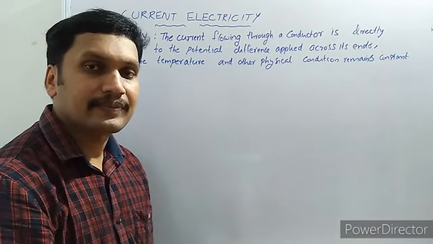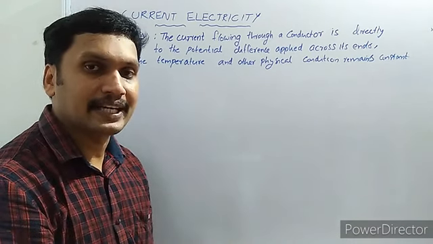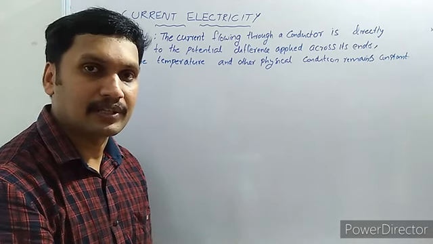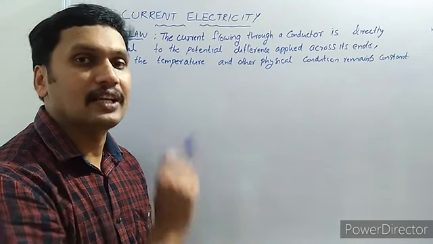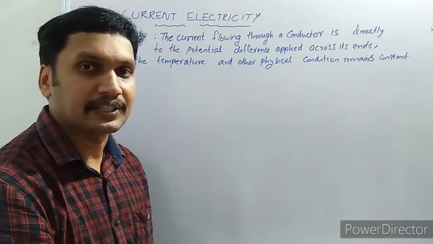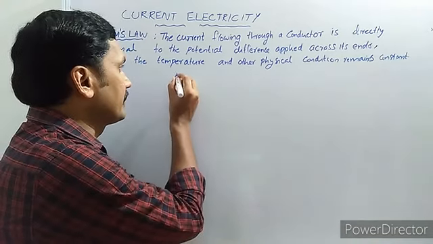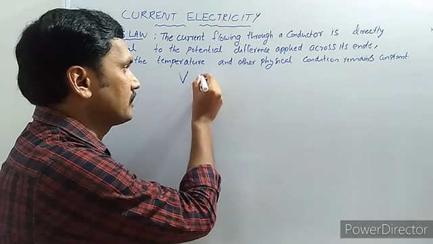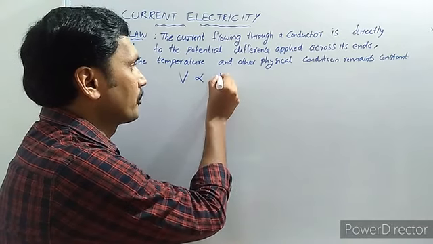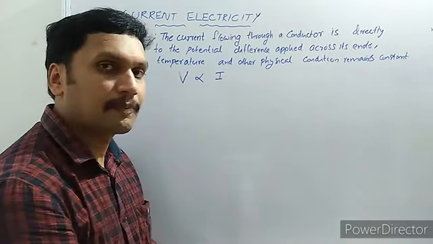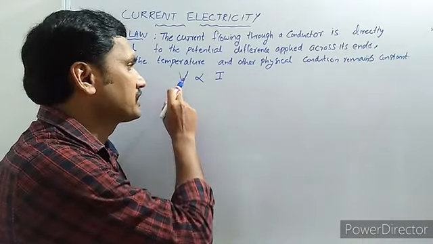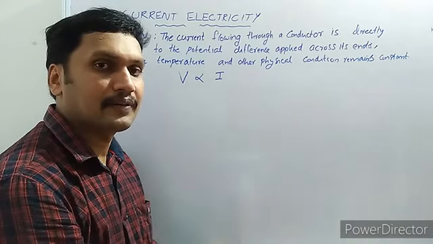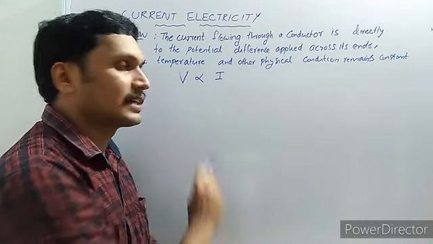And according to Ohm's law, the current flowing through this conductor is directly proportional to the potential difference between the ends of the conductor. Mathematically, if V is the potential difference between the ends of the conductor, V is proportional to I. What is V? V is the potential difference between the ends of the conductor.